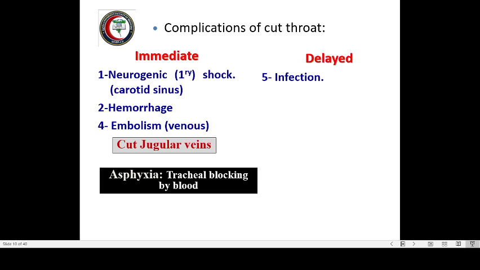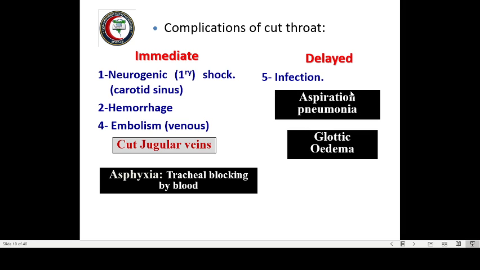Also, we have specific complications which are exclusive to the neck region. Asphyxia may occur in injury of the neck because we have here the airway going through the neck. Asphyxia may be immediate due to tracheal blocking by severe hemorrhage, or may be delayed for few hours and occur due to glottic edema, or may be delayed for few days, and in this case it occurs due to aspiration pneumonia.